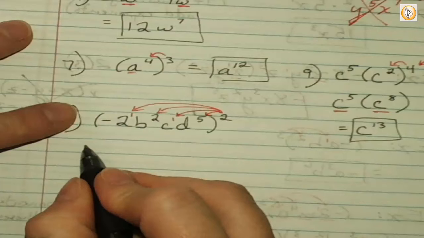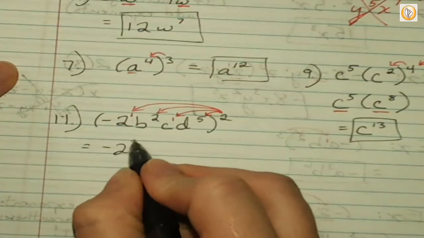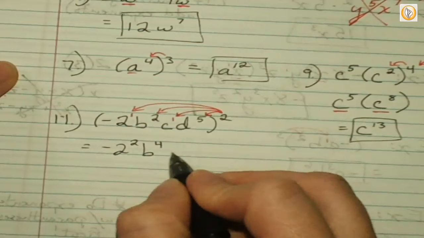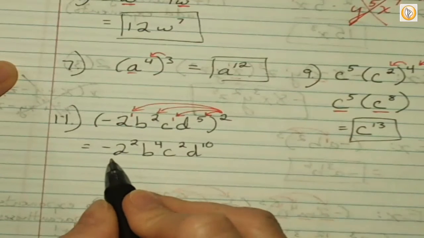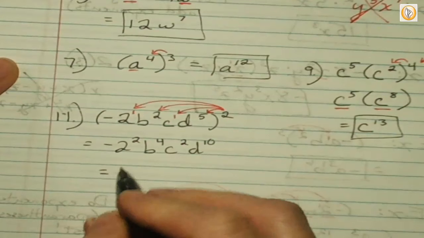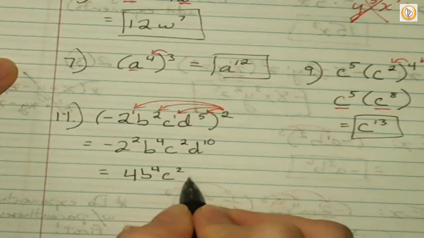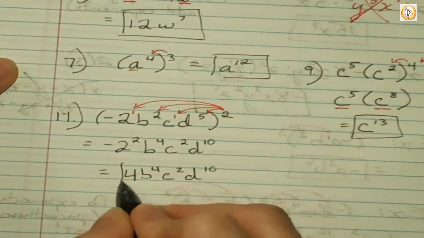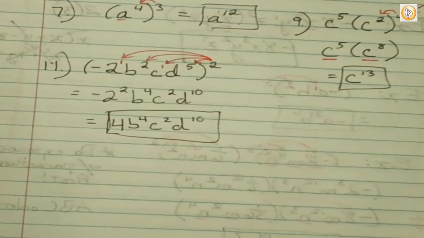So then what's your answer? -2 to the power of 2 times b to the power of 4 times c squared times d to the power of 10. And what is -2 squared? 4. So we have to complete it. And that is perfect. Good job. Now write that down and you guys take a look at it.